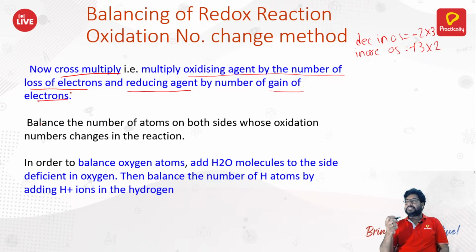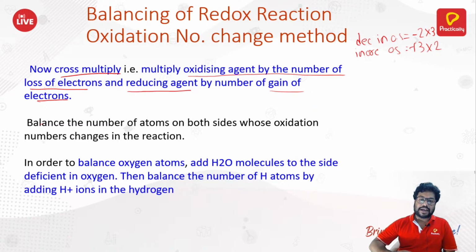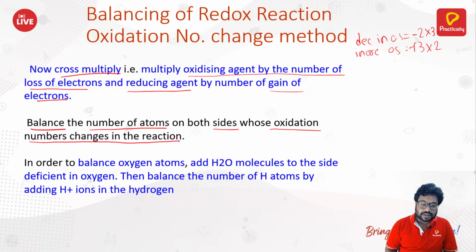Okay, these equations and all these words which I have put here might seem a bit complicated, but you will understand in a better way once I start the question based on it. Okay, the next step is also important. Balance the number of atoms on both sides whose oxidation number changes in the reaction. Then you need to balance the number of atoms on both sides whose oxidation number is changing.